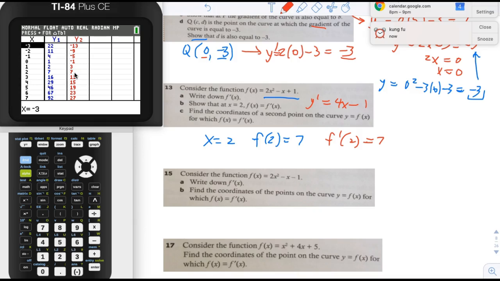Okay? We could do that by hand or with arithmetic if we said y dash equals 4 times 2, which is x equals 2, minus 1, that would be 7. So that's how we would get it by hand, and the calculator is automatically doing that. Now C says, find the coordinates of a second point on the blue curve for which f is equal to f dash.